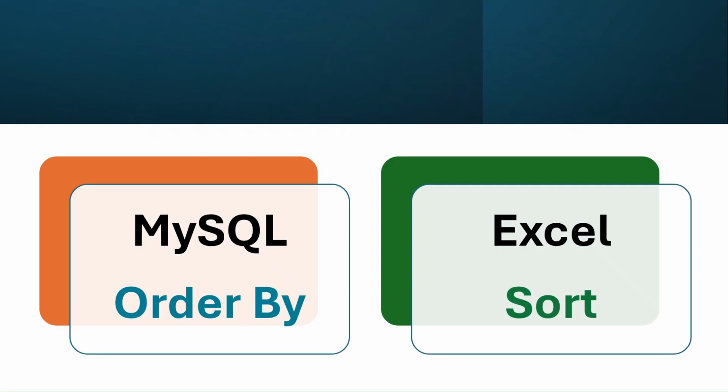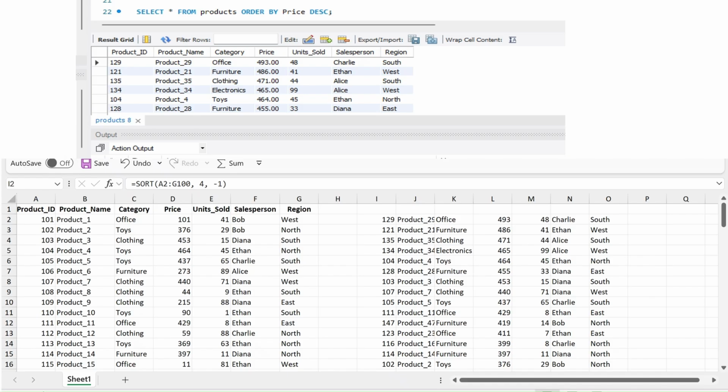And we come to order by and sort. Now, in MySQL, order by lets you control the order of results, ascending or descending, whichever you choose, which in Excel sort lets you do the same thing: order by and sort.